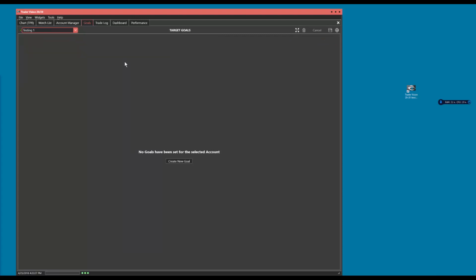Okay, so if you first open the goals widget, this is what you would see. And let's talk about why you would want to have goals. You have to have goals. If you don't have goals, you're not a professional trader. You might as well just send your money to somebody and go find another hobby.